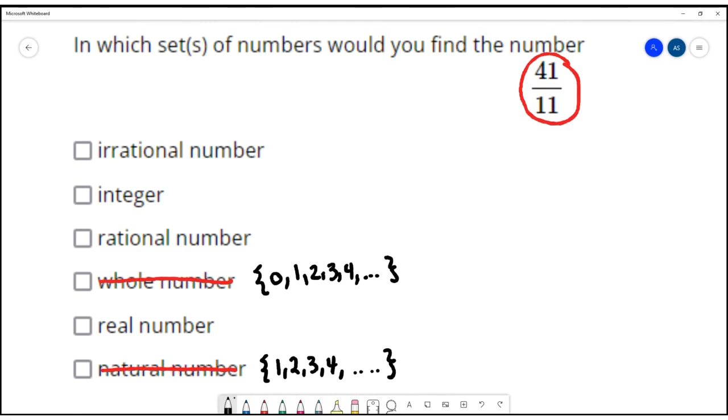The next easy set to look at are the integers. The integers are our counting numbers, 1, 2, 3, and so on. Include 0 with the integers, and we also include the opposites of our counting numbers, -1, -2, and so on. Once again, we don't have any fractions, so 41 over 11 is not an integer.